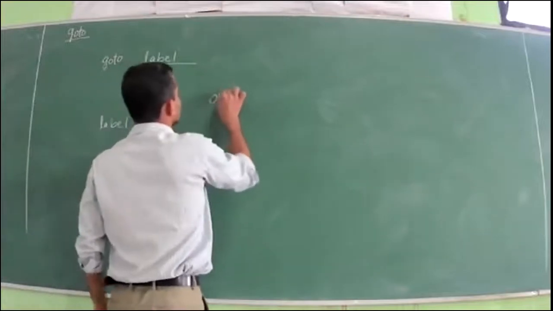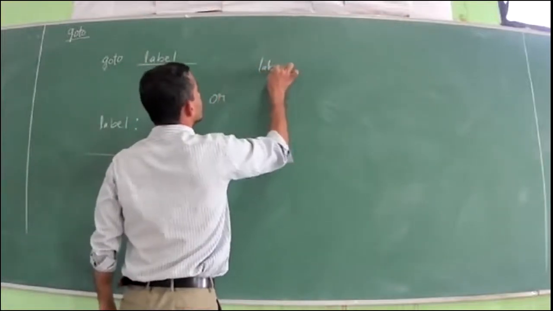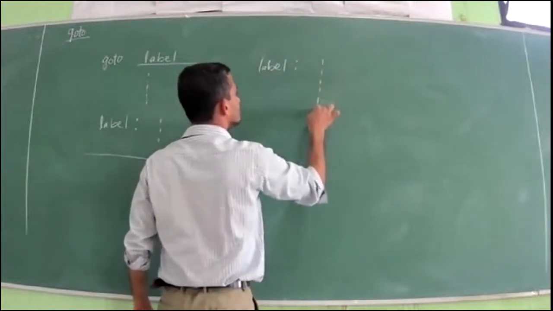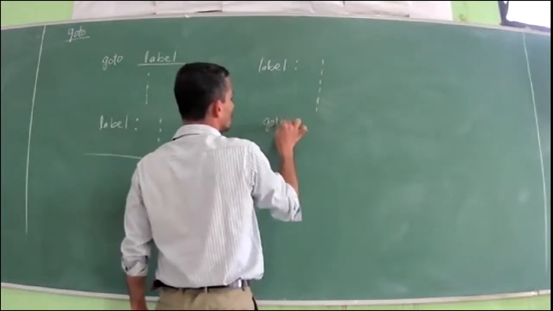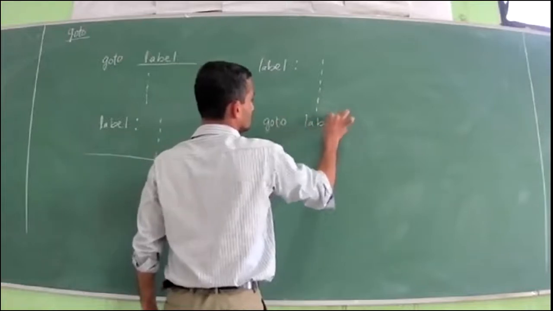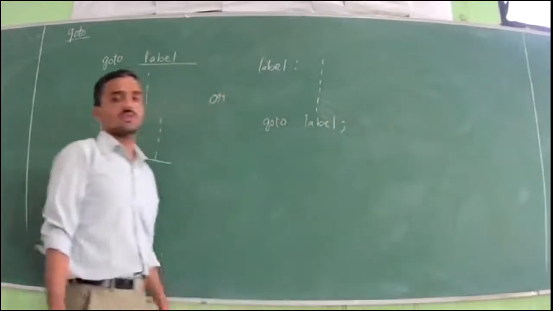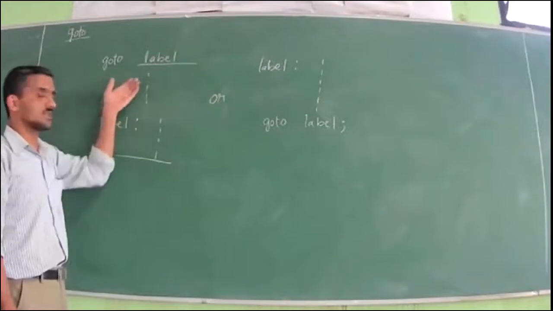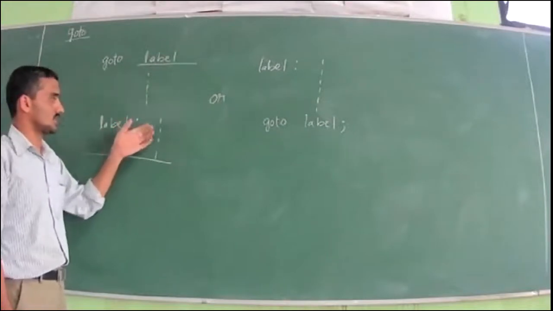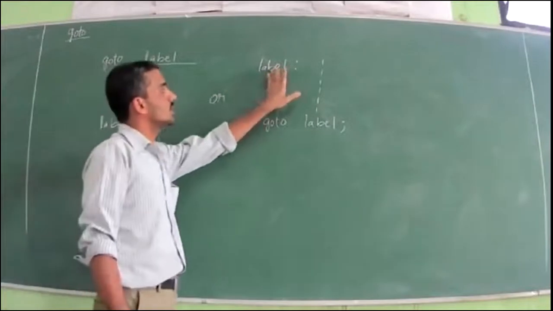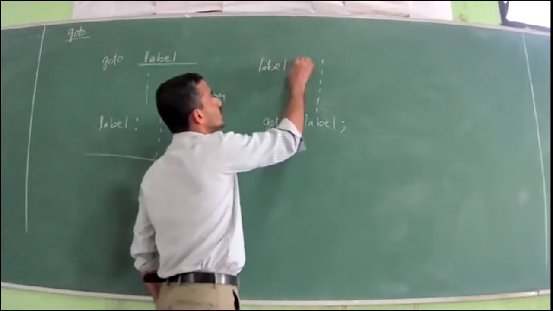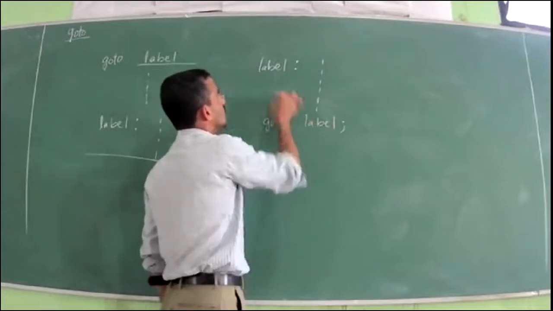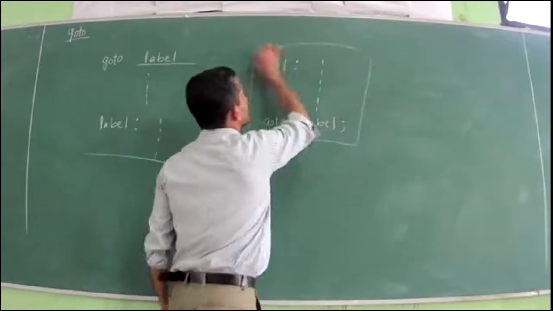Or another way is you write the label first. You write all the statements here, then you say goto label. So first you can write goto label, then afterwards, after some statements, you can write label colon, some statements. Or first you can write label colon. See, after the label you have to write the colon. There are some statements here, then goto label. So this syntax also we can use.